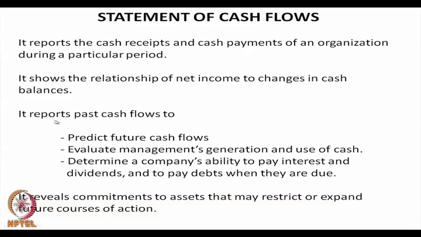It reports past cash flows to predict future cash flows. If we know the way we have been spending our cash on different activities, we can predict the future cash flows as well. We can evaluate management's generation and use of cash. We can determine a company's ability to pay interest and dividends and to pay debts when they are due.